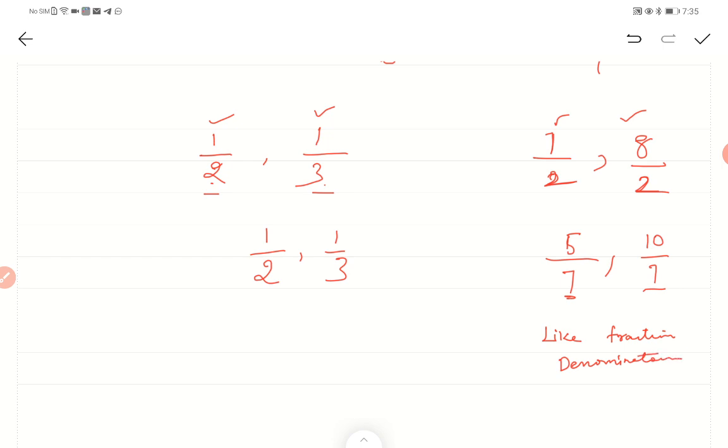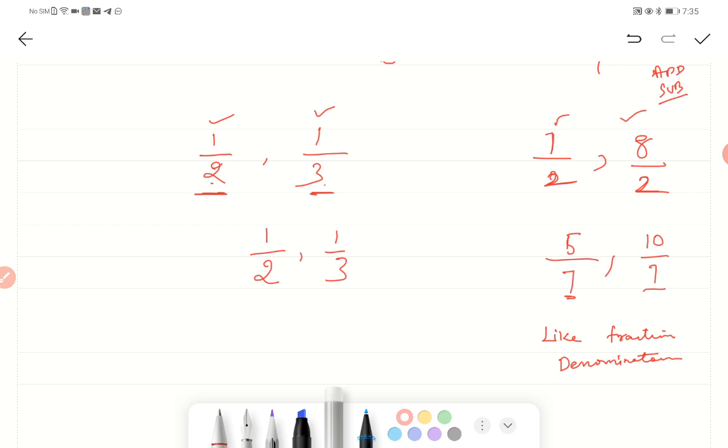You need to check whenever you do the operations addition and subtraction. You will first check whether they are like fractions or not. Unlike fractions means you will have different denominators. When you go for a problem, I hope you understood what are like fractions and unlike fractions. You will convert these unlike fractions into like fractions by using the LCM method.